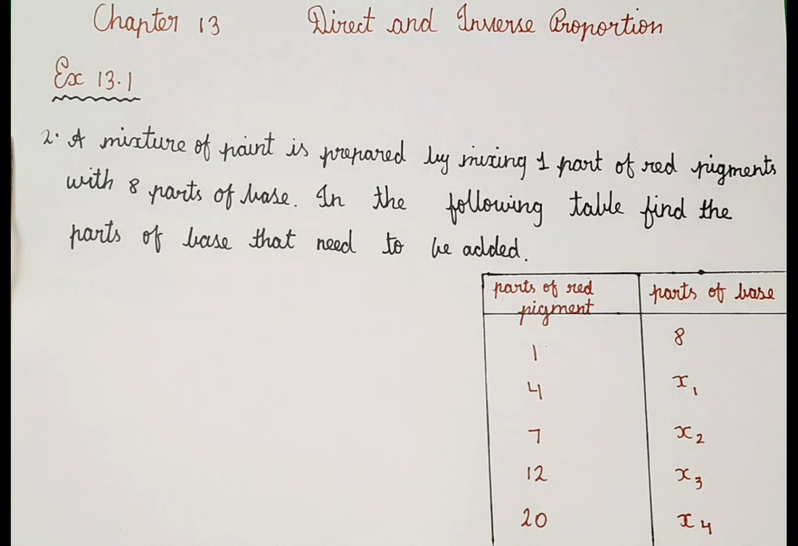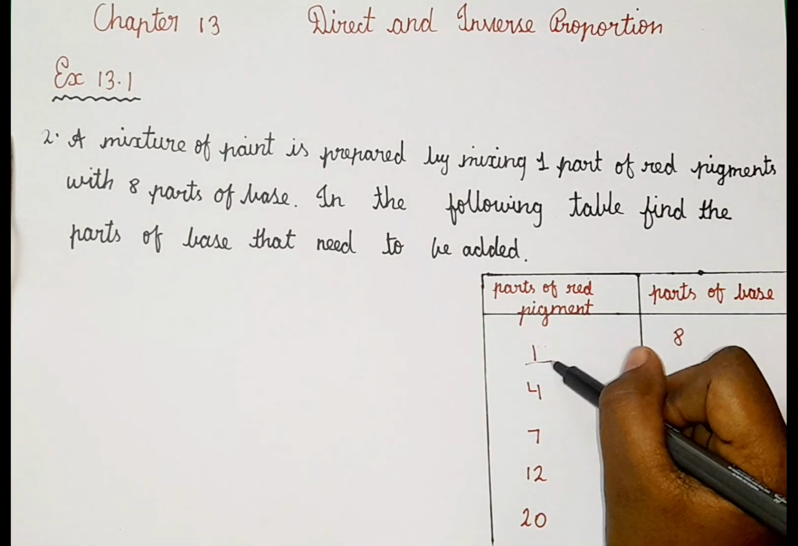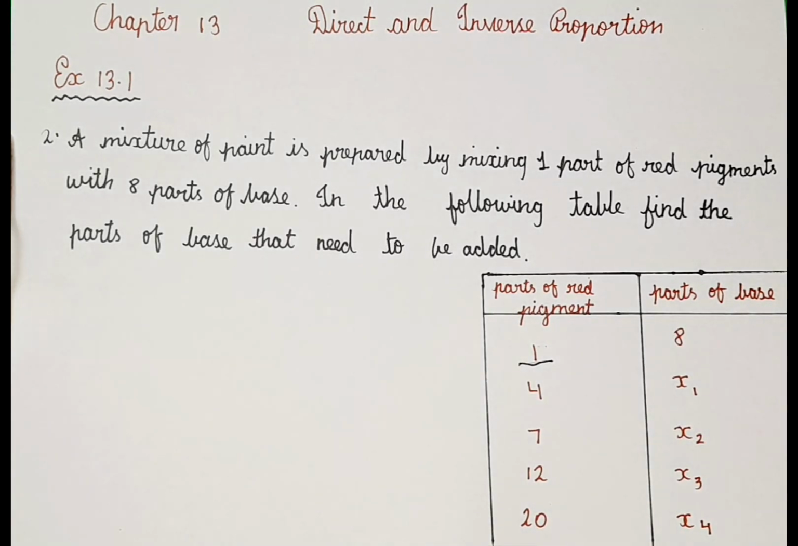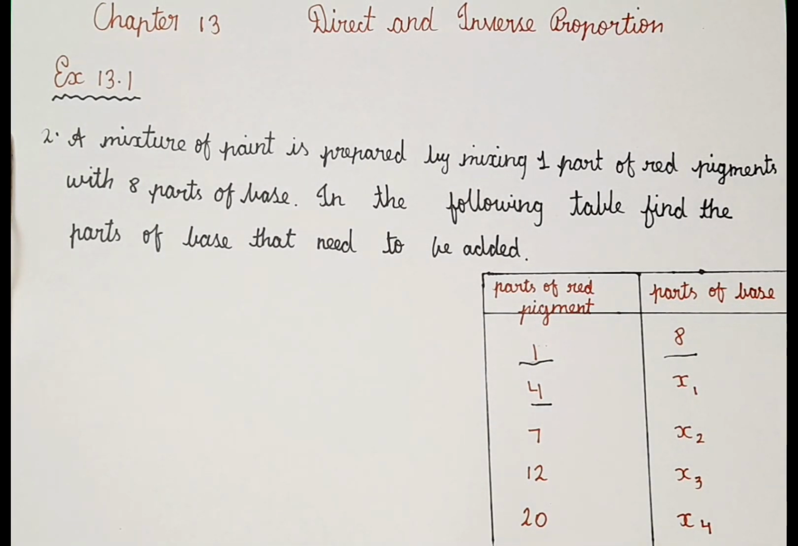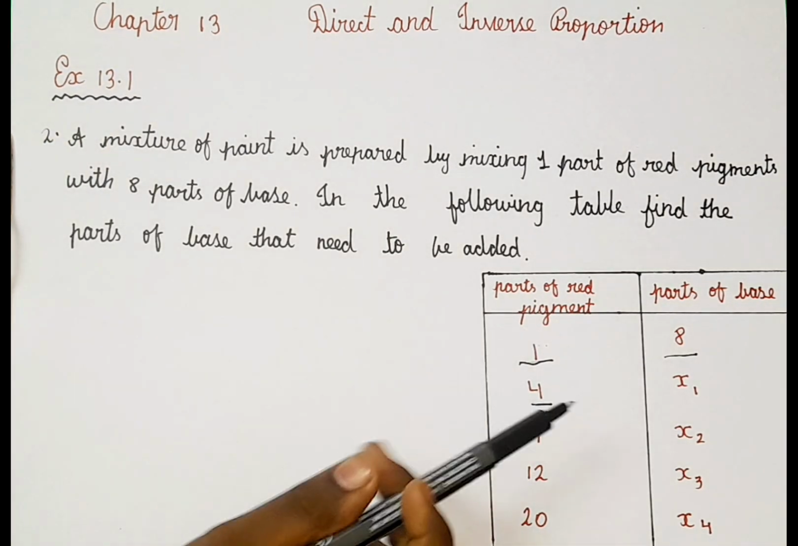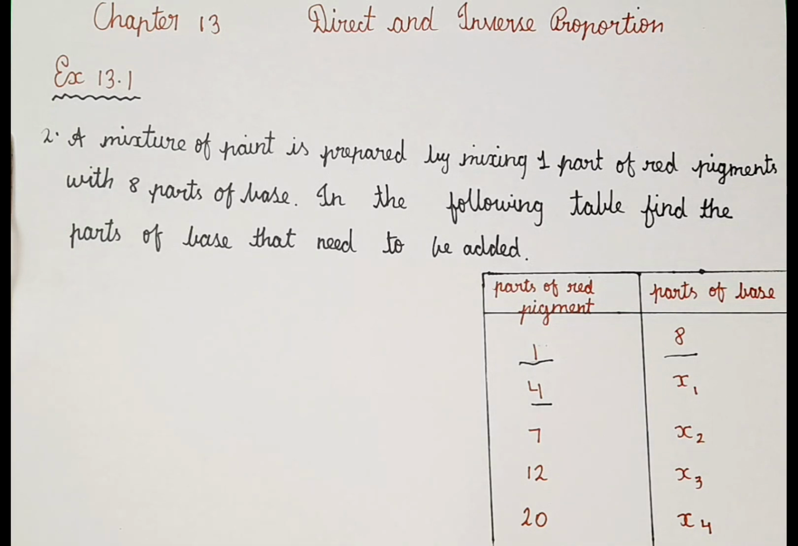So here, 1 part of red pigment means 1 bottle of paint. So for 1 bottle of paint, 8 bases are needed. Base means, to pour it we will use a bottle. So 8 bases are needed. So the question is, for 4 pigment, how many bases are needed? Of course here you can see 1 and 8. Compare 1 and 8.